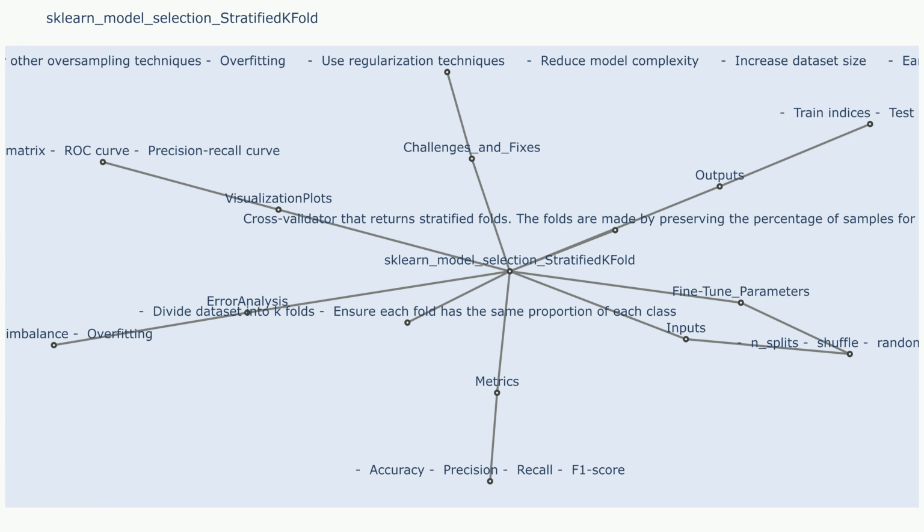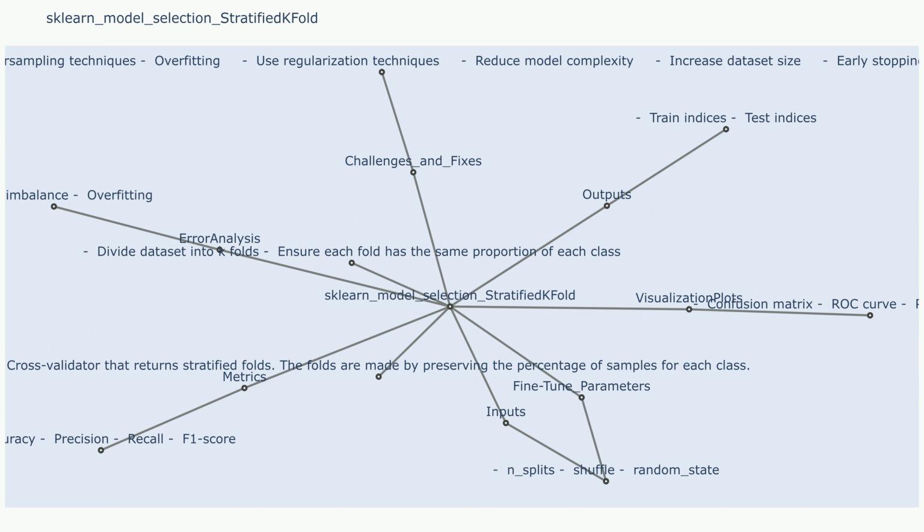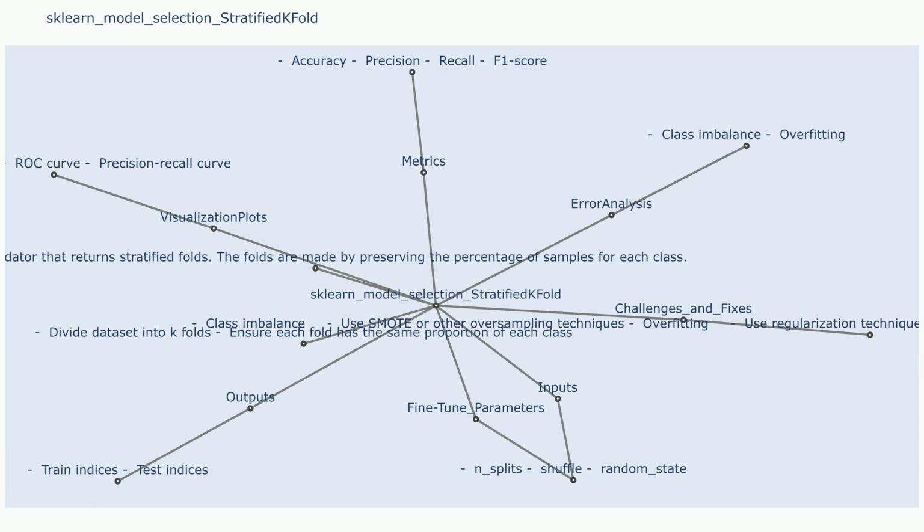Uncertainty methods. Bootstrap resampling: repeat the cross-validation process multiple times with different random samples of the data. This can help to estimate the uncertainty in the model's performance. Bayesian methods: use Bayesian methods to estimate the posterior distribution of the model's parameters. This can help to quantify the uncertainty in the model's predictions.